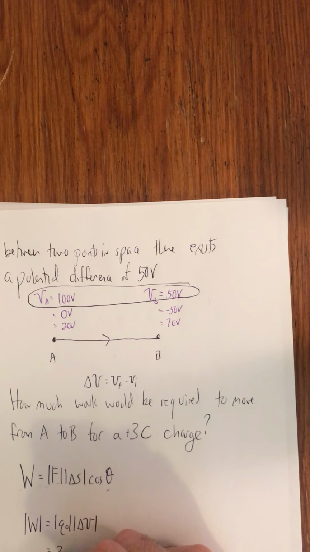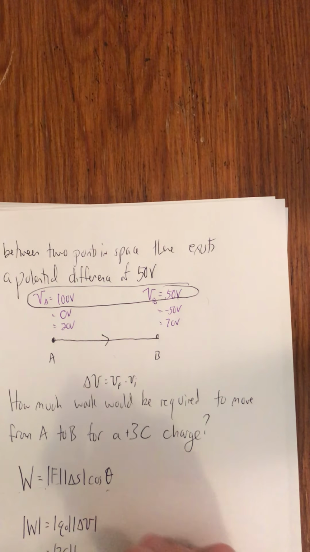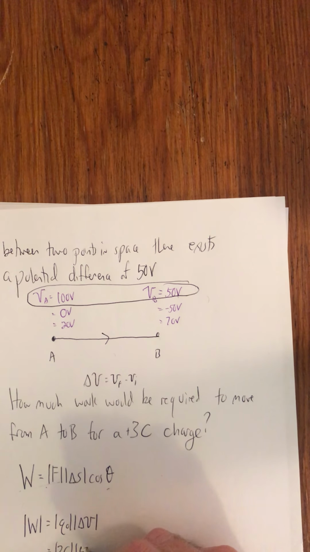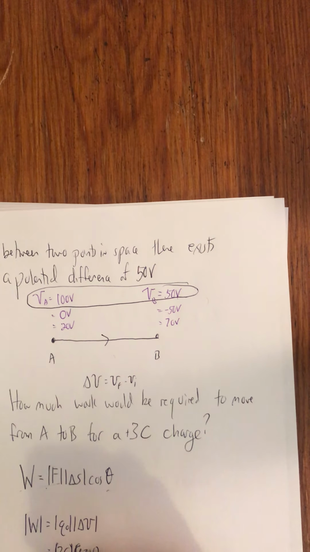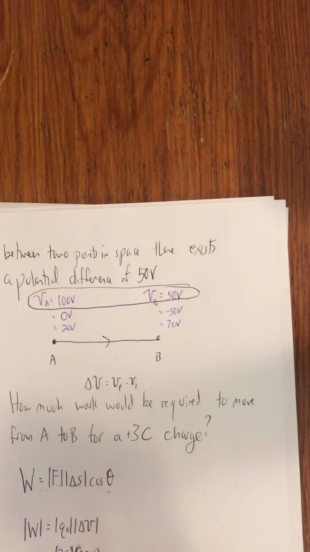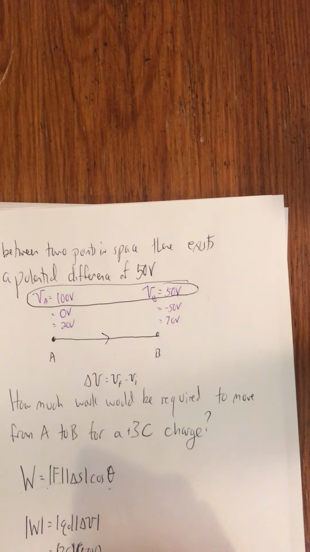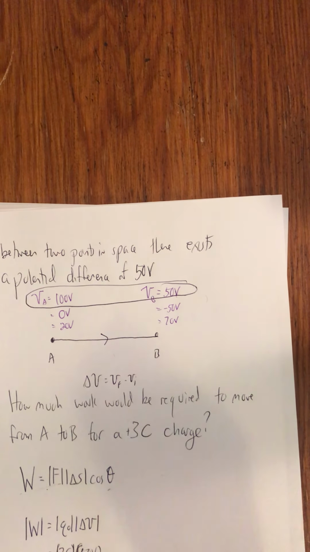So here we go. This is just going to be 3 coulombs and then the potential difference of 50 volts. In fact, I'm just going to use parentheses here because we're not going to plug in charges for anything, and that's going to be 150. Remember, a volt is a joule per coulomb, so joules.